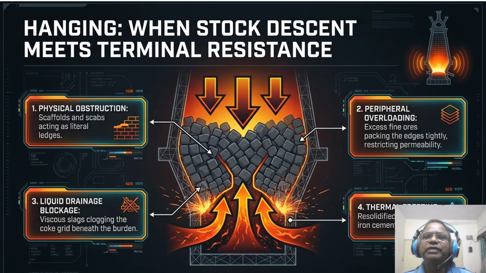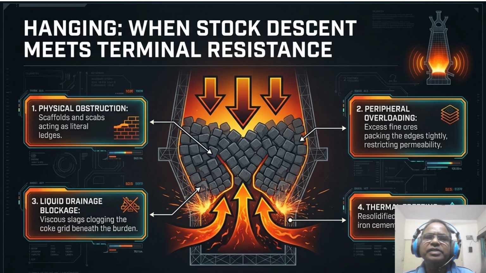Callout 2 is peripheral overloading, where fine ores pack the edges too tightly. Callout 3 is liquid drainage blockage, where viscous slag clogs the coke grid, and callout 4 is thermal freezing, resolidified slag cementing the wash. Look at the large red arrow pointing down being met by the powerful orange arrows pointing up. So when these forces balance, the burden hangs in place.